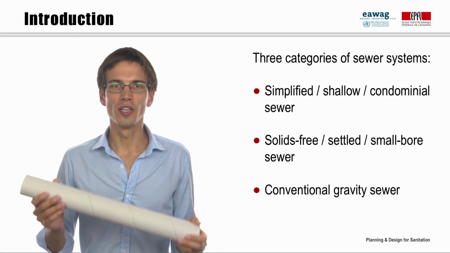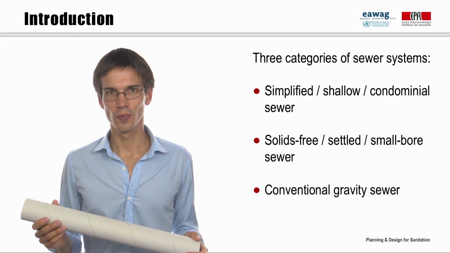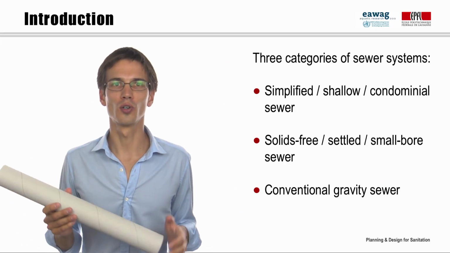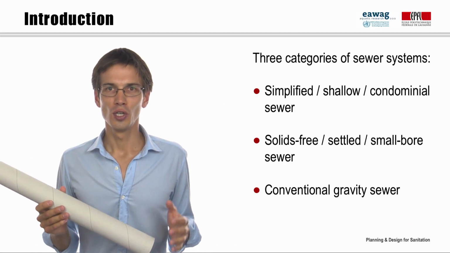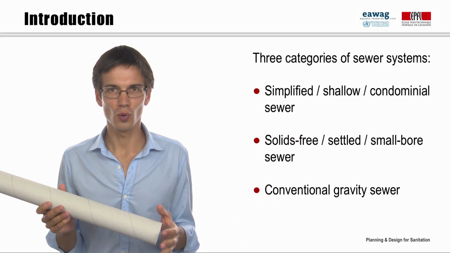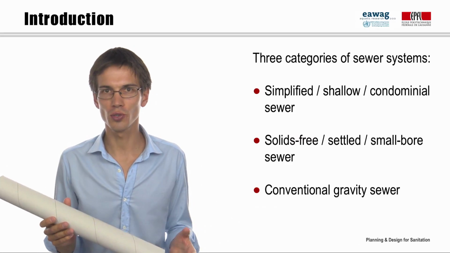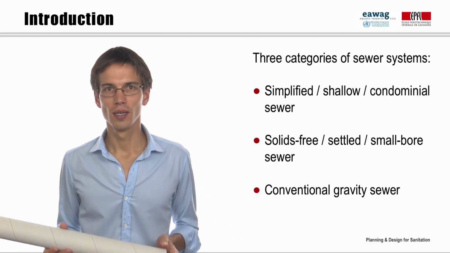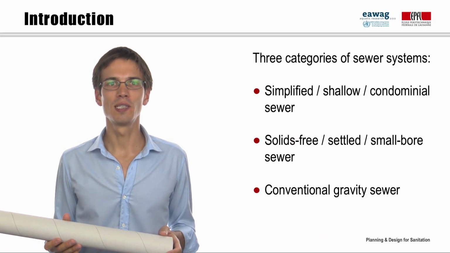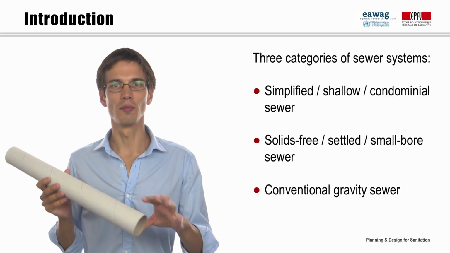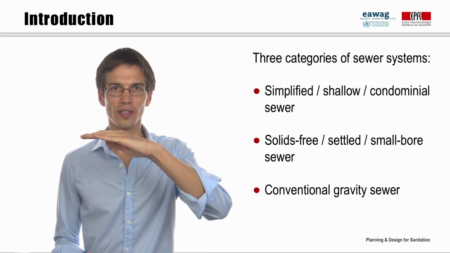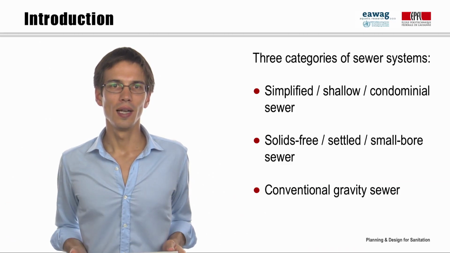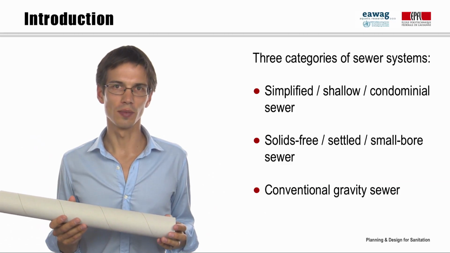We distinguish between three categories of sewer systems: the simplified sewer system, also called shallow or condominial sewer system; the solids-free sewer system, also called settled or small bore sewer system; and the conventional gravity sewer system. Basically, the differences between the three systems can be summarized in terms of the size, the depth, and the slope of the pipes. Let's have a closer look at these three systems.